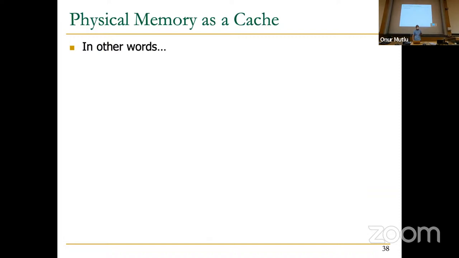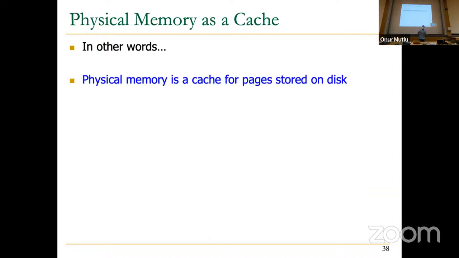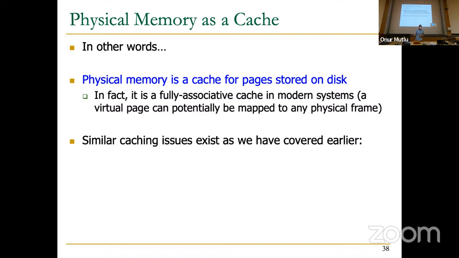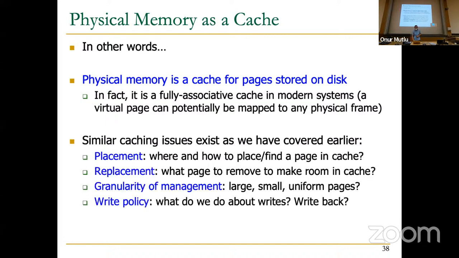Okay, in other words, if you think about this, physical memory is a cache for pages stored on disk. You can think of it that way, right? And this is actually true. In fact, it's a fully associative cache in modern systems. A virtual page can potentially be mapped to any physical frame, which is interesting. Okay, similar caching issues also exist because of this. And we have covered a lot of caching issues, right? Multiple lectures. Where and how to place and find a cache. I will not repeat this, I think. Replacement, granularity of management, write policy.